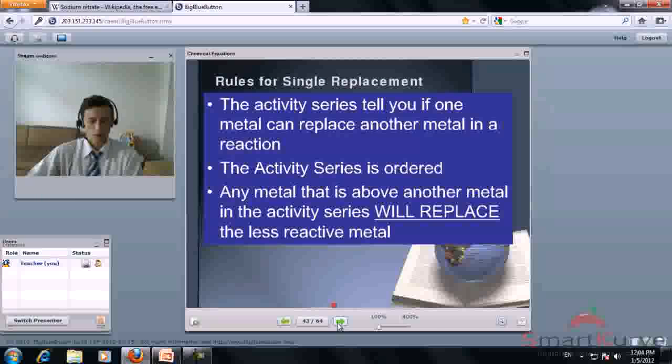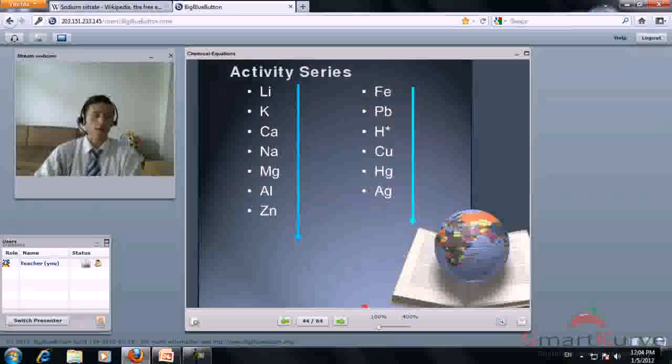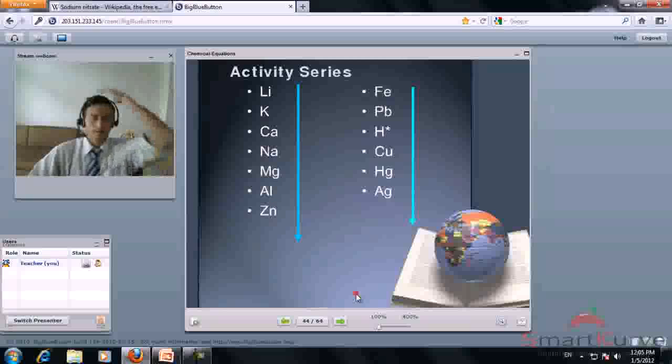All right, let's move on. Here we go. Here's our activity series. Notice our most reactive metal is lithium. Notice magnesium is here at number 5, below lithium, potassium, calcium, sodium, magnesium. Notice zinc down here at number 7, and silver way down here at the bottom. So that magnesium, because it is more reactive, is always going to replace zinc or silver.